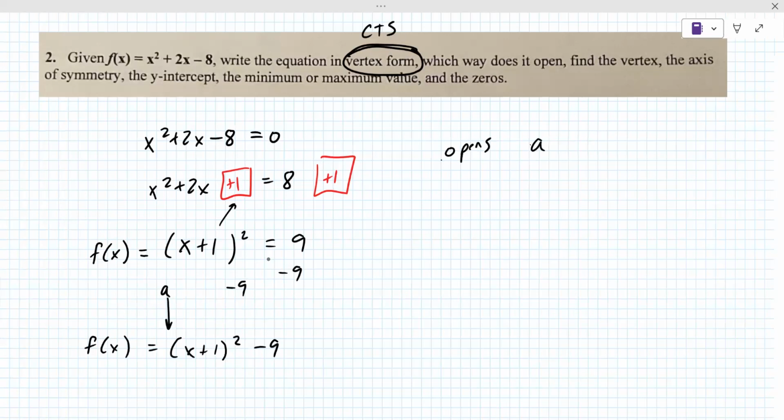So A is 1 and it's greater than 0, and that means it opens up.